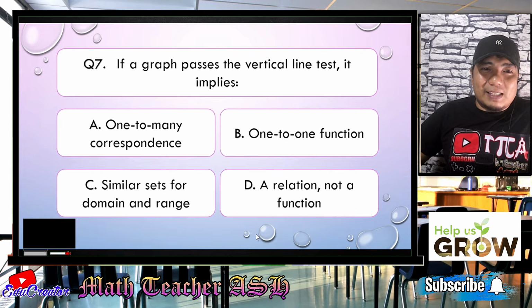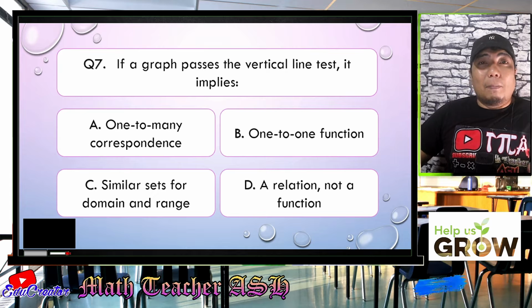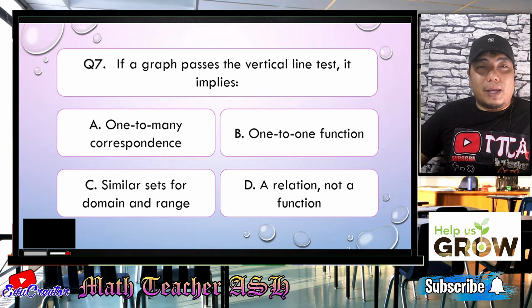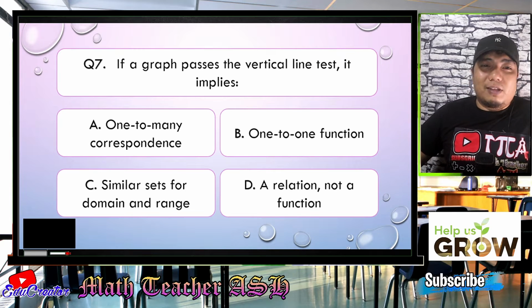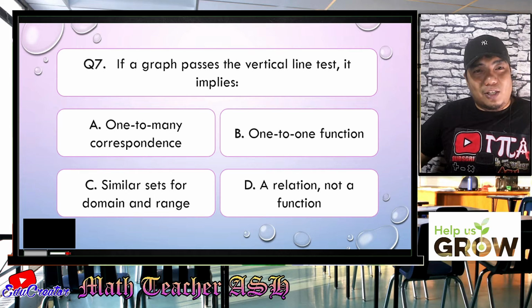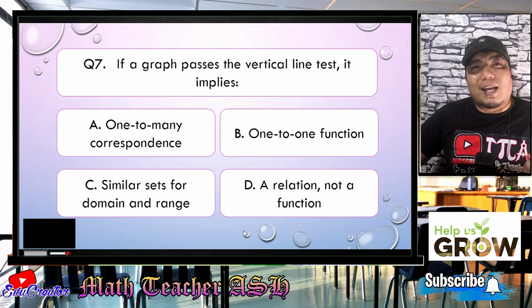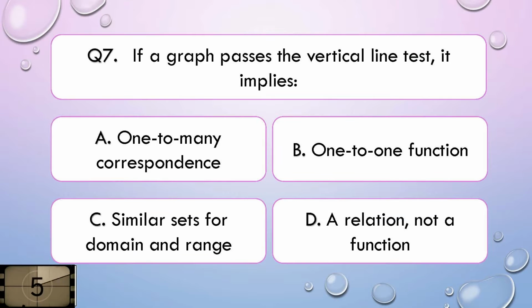If a graph passes the vertical line test, it implies letter A, one-to-many correspondence, B, one-to-one function, C, similar sets for domain and range, or letter D, a relation, not a function. Okay, I'll give you 5 seconds to think about your answer.